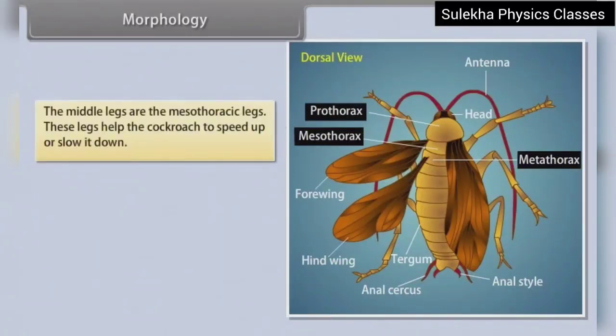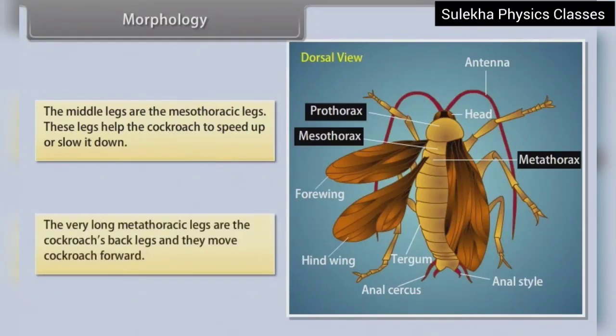The middle legs are the mesothoracic legs. These legs help the cockroach to speed up or slow down. The very long metathoracic legs are the cockroach's back legs and they move the cockroach forward.